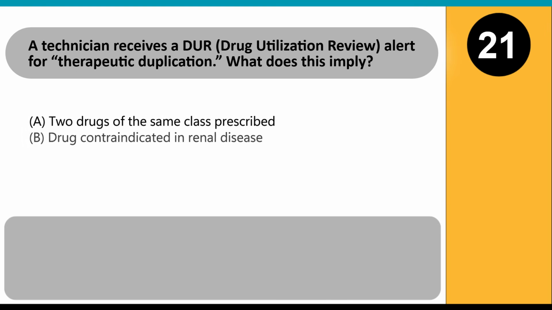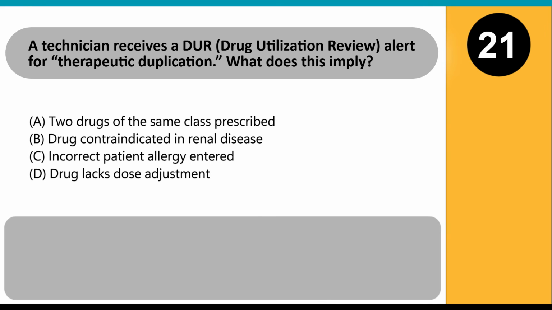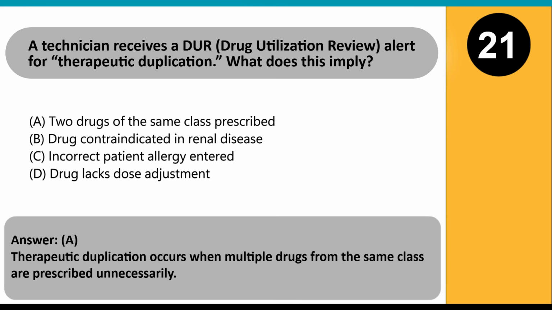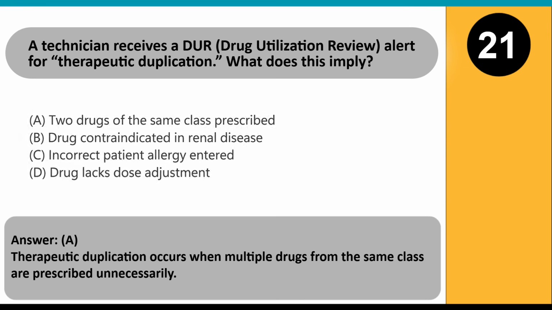A technician receives a DUR, Drug Utilization Review, alert for therapeutic duplication. What does this imply? A. 2 drugs of the same class prescribed. B. Drug contraindicated in renal disease. C. Incorrect patient allergy entered. D. Drug lacks dose adjustment. Answer A. Therapeutic duplication occurs when multiple drugs from the same class are prescribed unnecessarily.